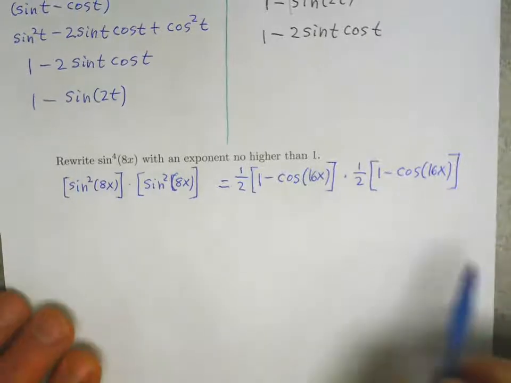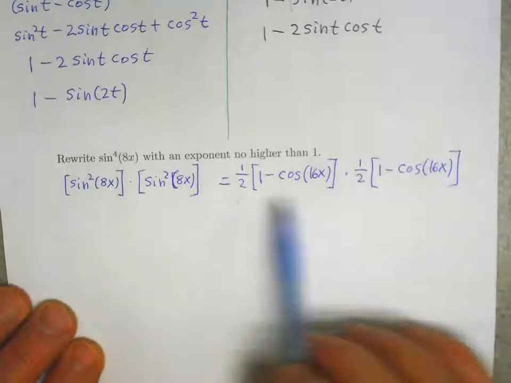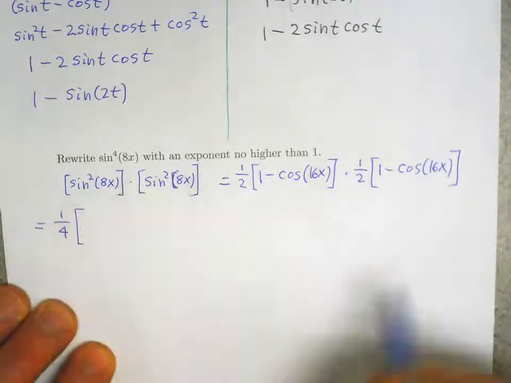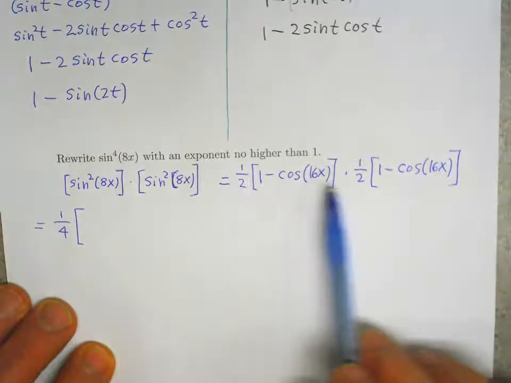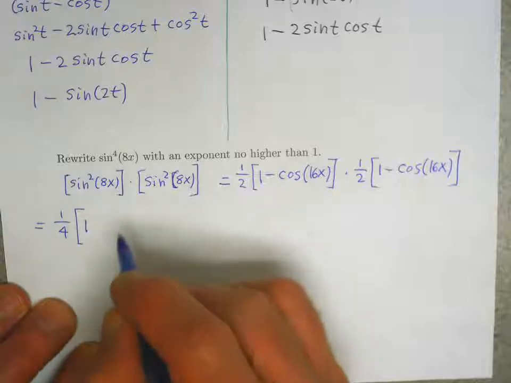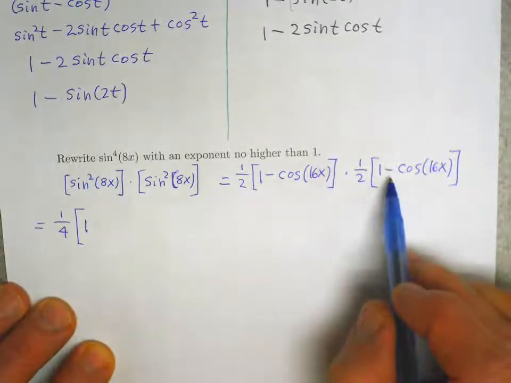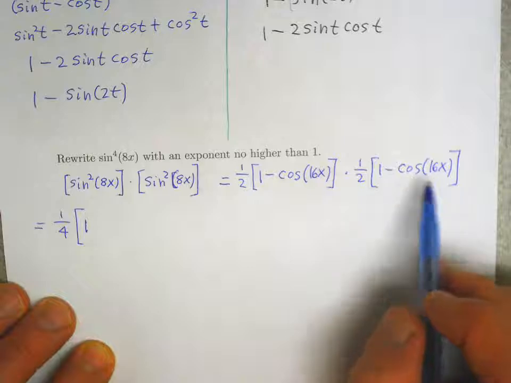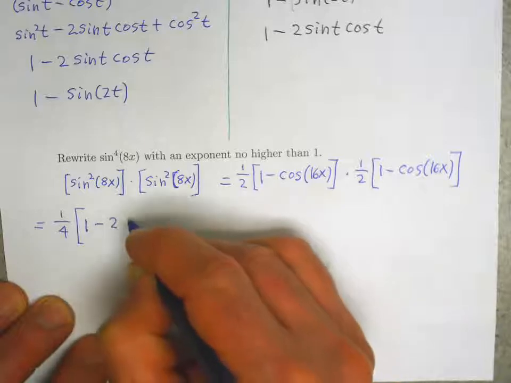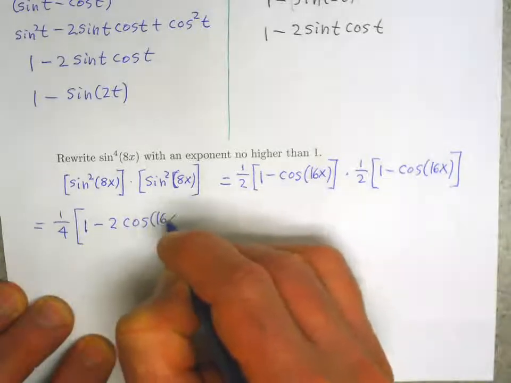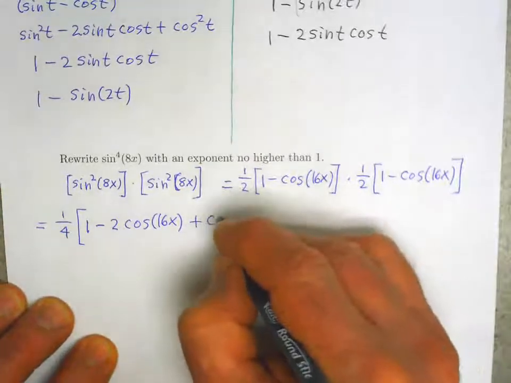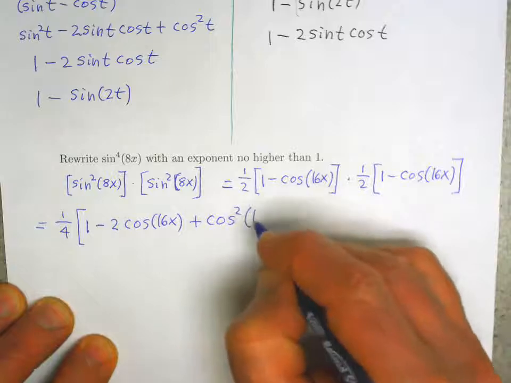Okay, we're not done because we have to multiply these out. 1/2 times 1/2 is 1/4. And then we'll multiply the two binomial-like quantities. 1 times 1 is 1. And we're going to subtract cosine of 16x twice. So I'll just write it as 1 minus 2 times cosine of 16x. And then plus cosine of 16x squared.